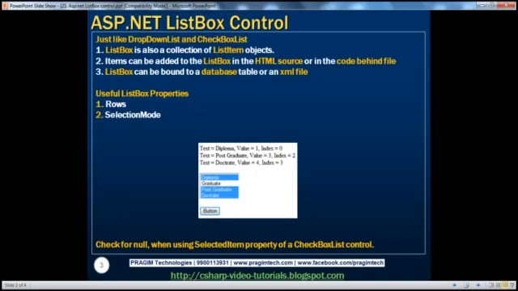Just like drop-down list and checkbox list controls, a list box is also a collection of list item objects. Items can be added to the list box in the HTML source at design time or in the code behind file programmatically at runtime. ListBox supports data binding. For example, a list box can be bound to a database table or an XML file.